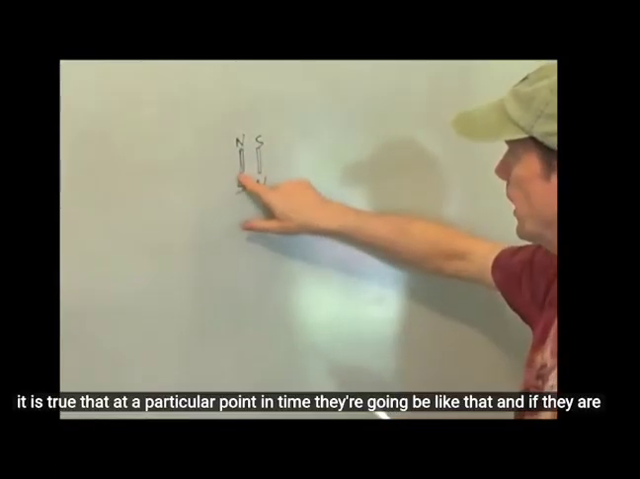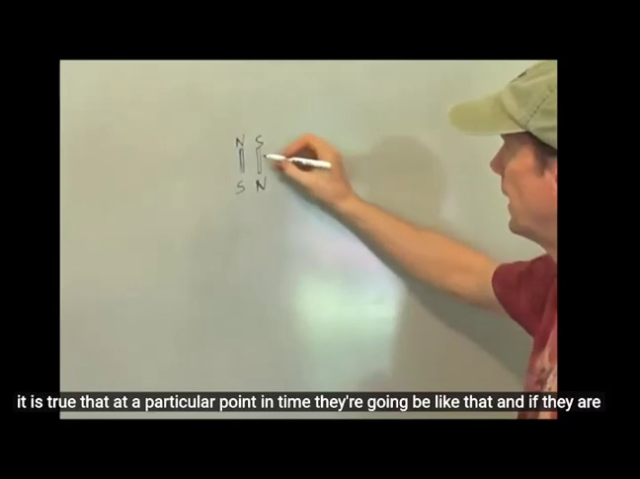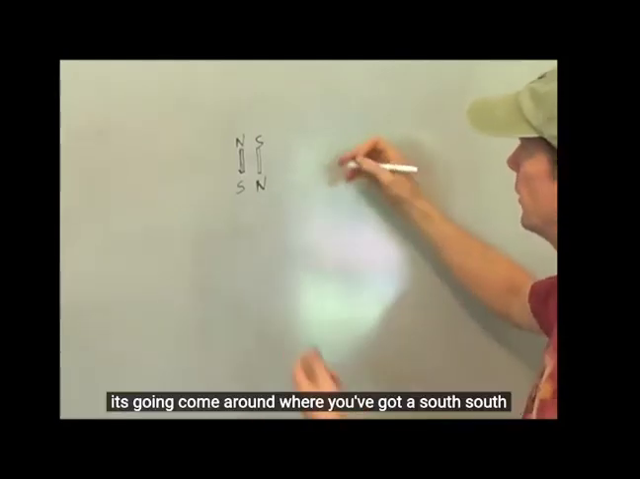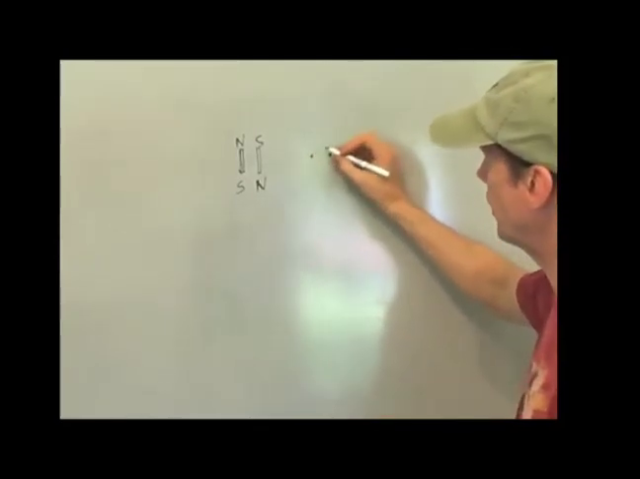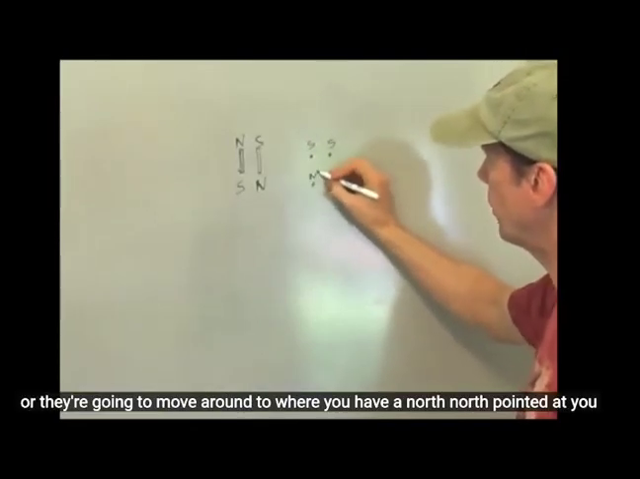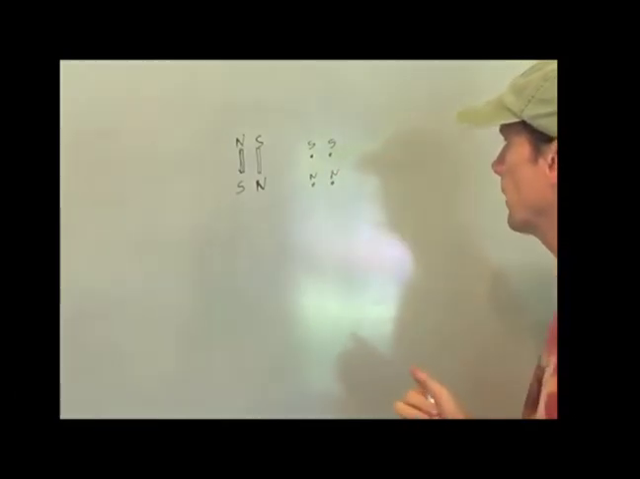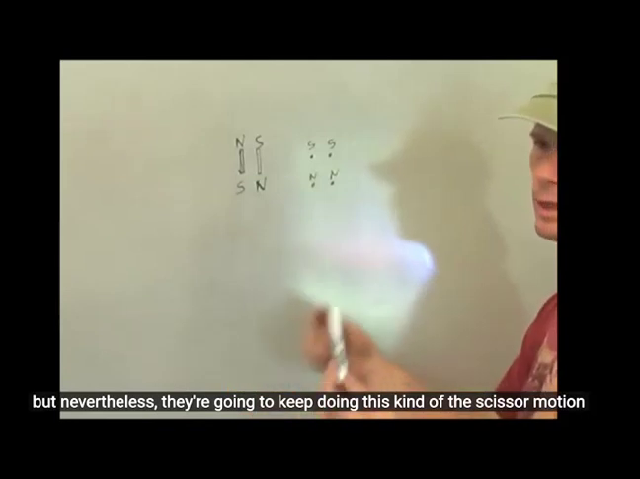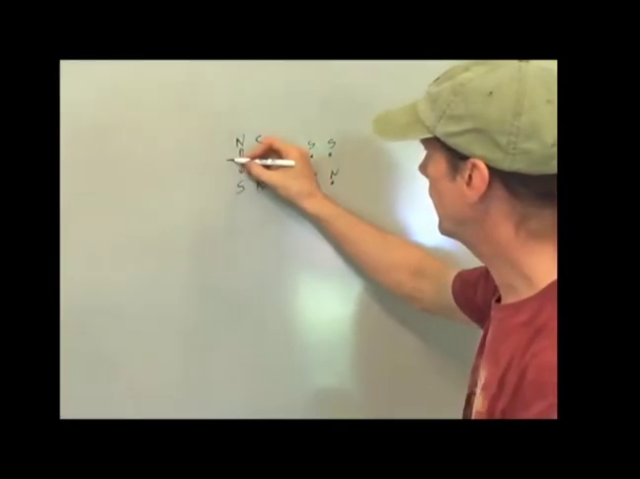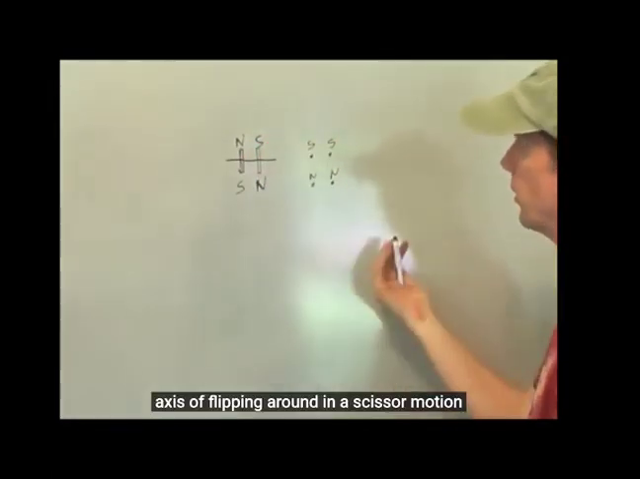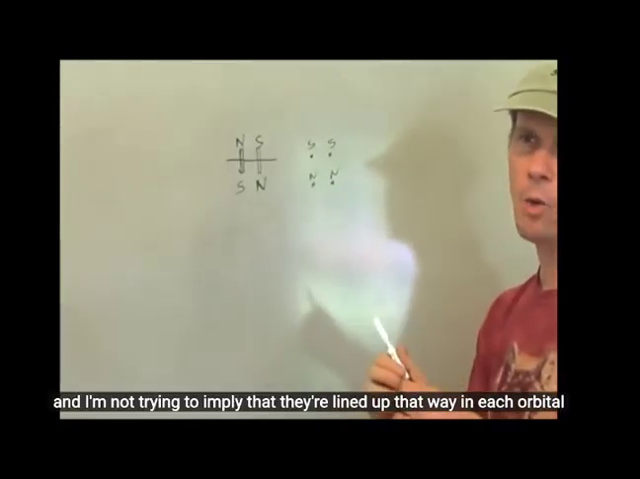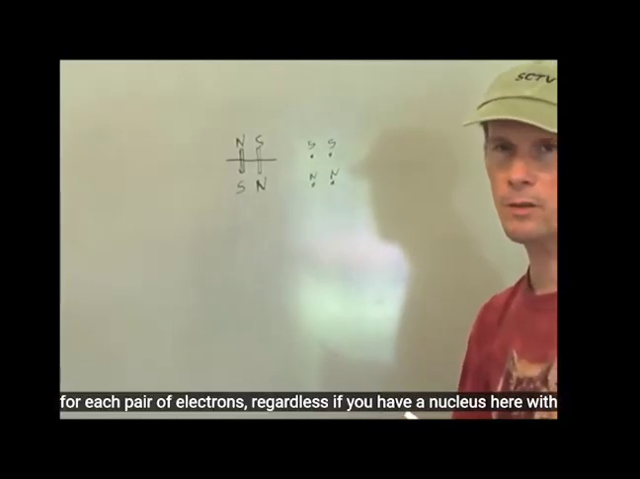So it is true that at a particular point in time they're going to be like that, and if they are, then 90 degrees of motion later, it's going to come around where you've got a south-south pointed at you, or they're going to move around to where you have a north-north pointed at you. But nevertheless, they're going to keep doing this kind of scissor motion, if you can understand what I mean. This is going to be their common axes flipping around in a scissor motion. And I'm not trying to imply that they're lined up that way in each orbital for each pair of electrons.